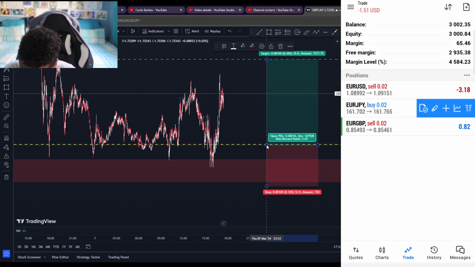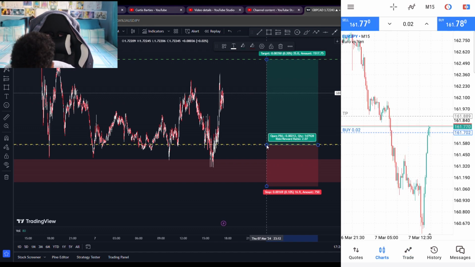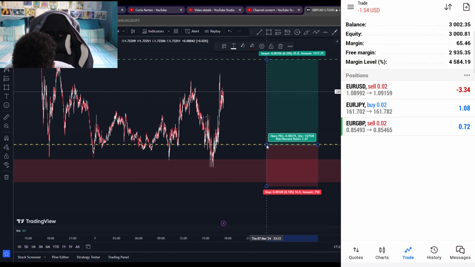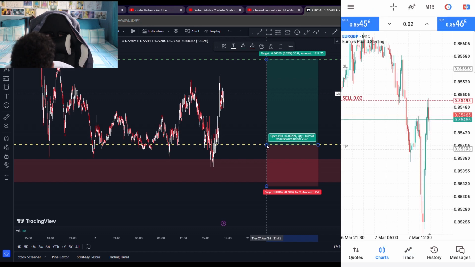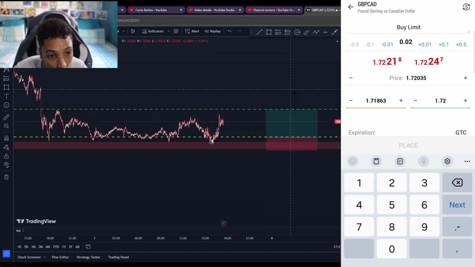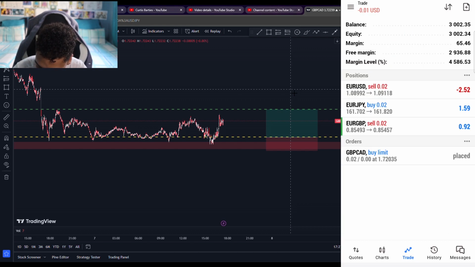What's happening over here? We almost had our TP. And then over here, oh, we were almost at our TP here as well. 3, 8, 2, plus.